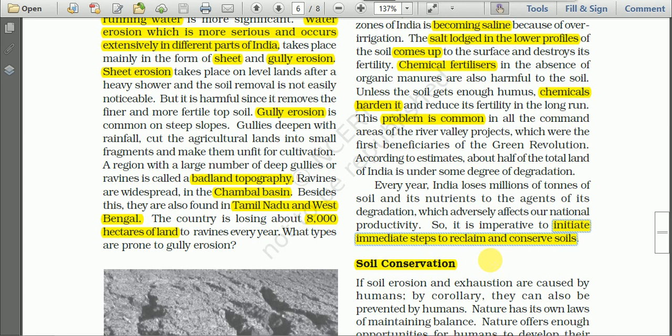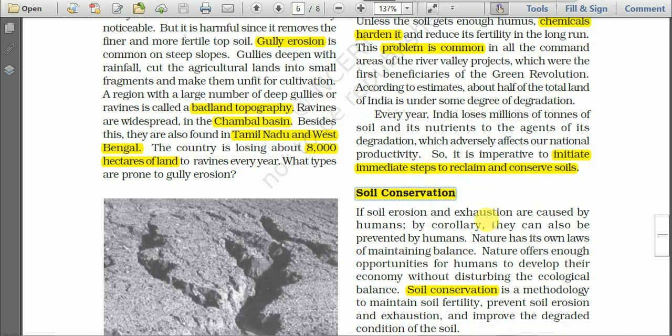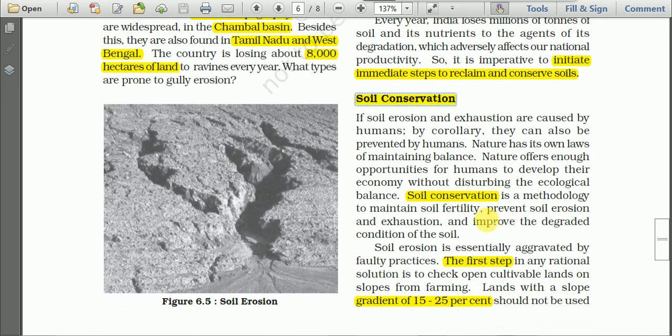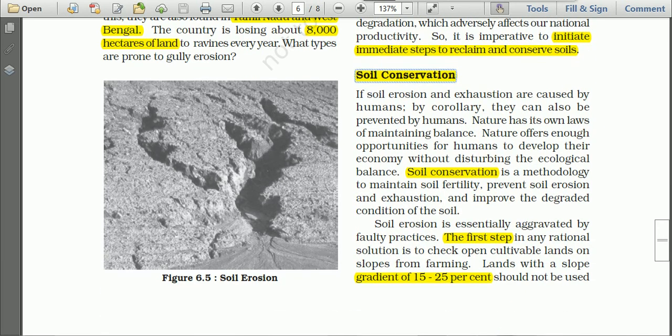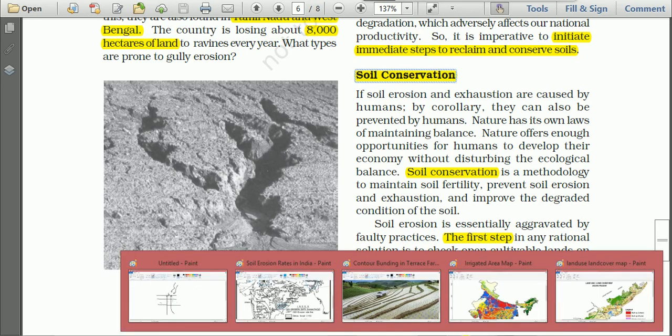Before we start conservation of soils in India, do you have questions? Are you clear? Yes, sir. Okay, then let us continue.